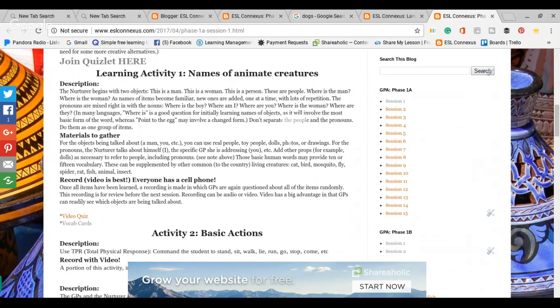Where is the boy? Where am I? Where are you? Where is the woman? Where are they? In many languages, "where is" is a good question for initially learning names of objects, as it will involve the most basic form of the word, whereas "point to the egg" may involve a changed form. Don't separate the people and the pronouns. Do them as one group of items.